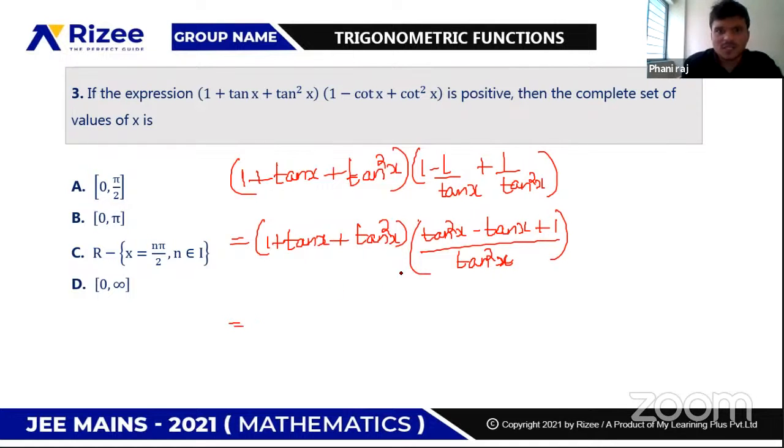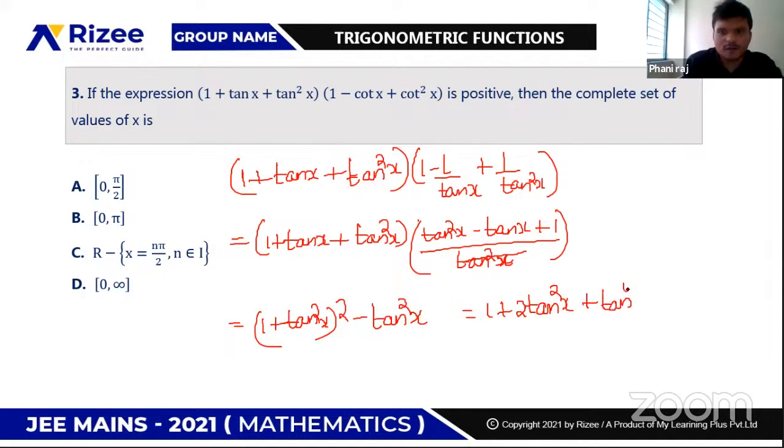See, we are just concerned about it being positive or negative. This is always positive, so we can ignore this. I'm not cancelling it, I'm just ignoring it. So there's a difference. So 1 plus tan square x minus tan x into 1 plus tan square x plus tan x. So 1 plus tan square x whole square minus tan square x, which is 1 plus 2 tan square x plus tan power 4 x minus tan square x. Okay, but anyway, we'll write the tan square x also.